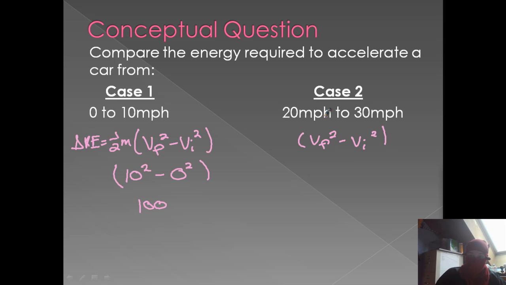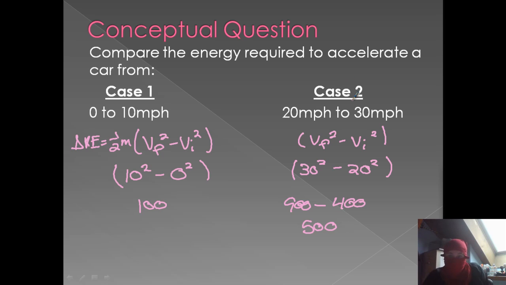I know you can't do that because these are miles per hour and you should convert these to meters per second first, but it's just conceptual. It's going to still work out roughly the same way, just going to have slightly different numbers, but the proportions are going to be the same. So now we have 30 squared minus 20 squared. That's 900 minus 400. So that's a difference of 500.